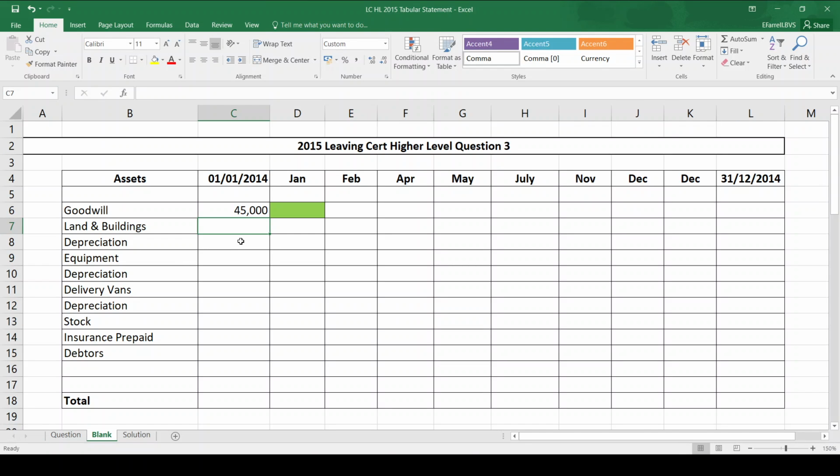So land and buildings were 690,000, and the depreciation we will put in as a minus 55,100. Equipment is 30,000, and depreciation of equipment is minus 2,500, and delivery vans are 86,000, and depreciation of delivery vans minus 32,000. Now we'll put in our current assets.